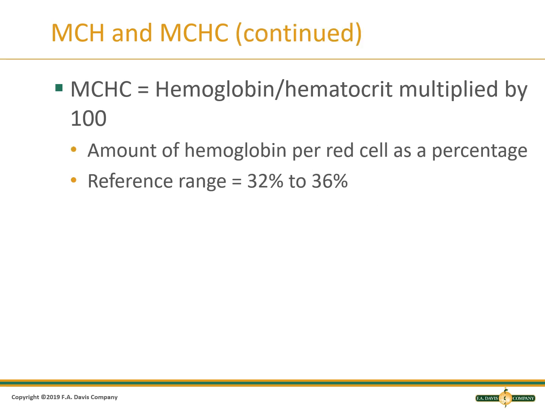The MCHC is the hemoglobin divided by the hematocrit multiplied by 100, which gives you the amount of hemoglobin per red blood cell as a percentage. So the reference range for your MCHC is going to be 32% to 36%. We saw that in the chart previously in regards to types of anemia.